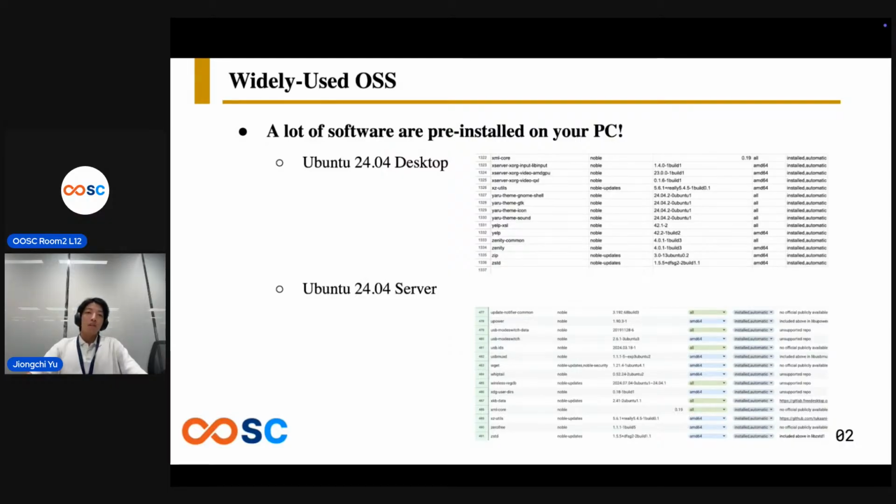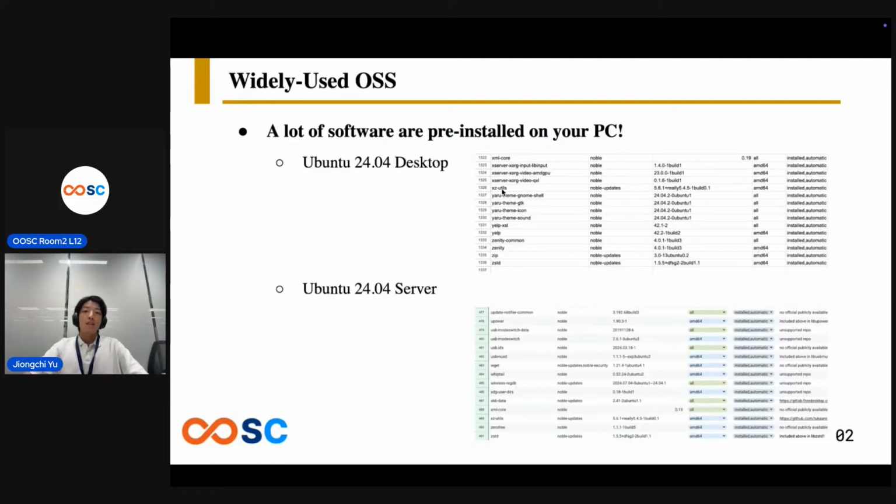So you may know that a lot of software is pre-installed on your personal computers. This is a very simple example where I extracted all the pre-installed software on both the Ubuntu 24.04 desktop version and the server version. For the desktop, there are 1,336 pre-installed software packages. Some of them you may be familiar with.